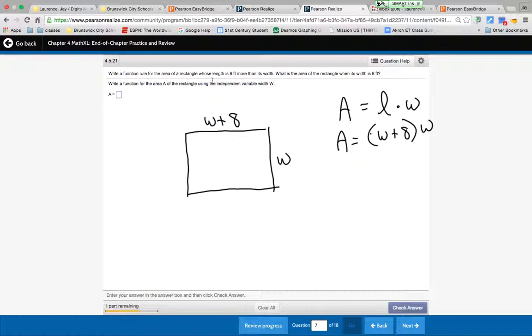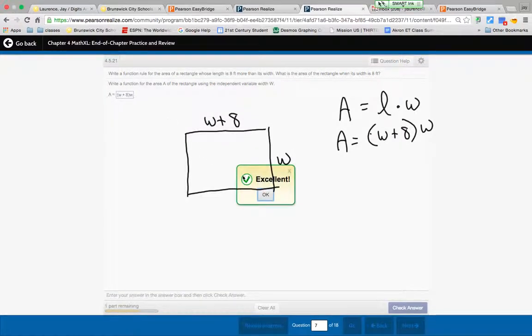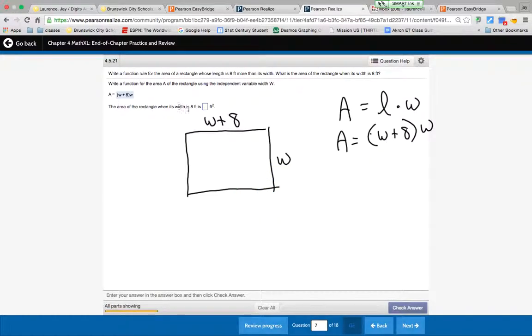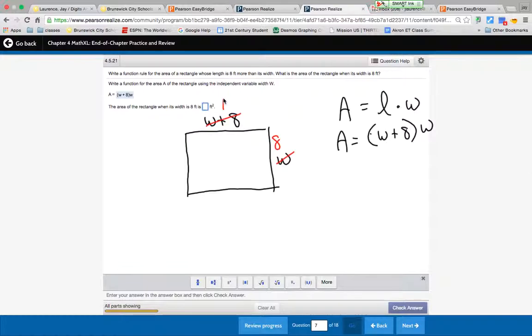All right, so I'm going to put this in here, and I'm going to go the quantity of W plus 8 times W, and I will check, and it liked it. It told me I was excellent. All right, so now the area of the rectangle when the width is 8 feet is, well, if the width is 8 feet, right, then the length is 16 feet. Well, then the area is 16 times 8.